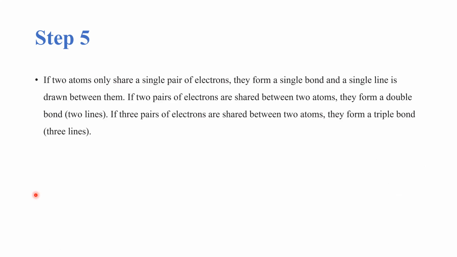step 5: if two atoms only share a single pair of electrons, they form a single bond and a single line is drawn between them. If two pairs of electrons are shared between two atoms, they form a double bond, or two lines. If three pairs of electrons are shared between two atoms, they form a triple bond. So for example, a single pair of electrons in bonding between two atoms gives a single bond; two pairs, a double line; and these are the triple line. You have seen in the classification of organic compounds an example of alkanes, alkenes, and alkynes.